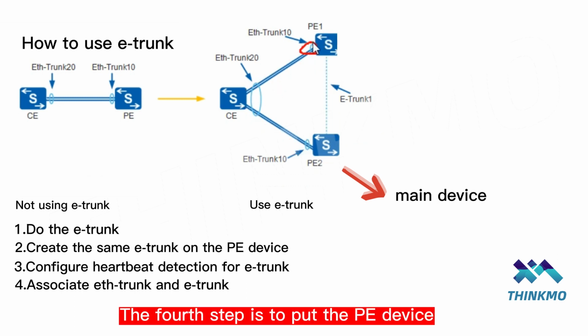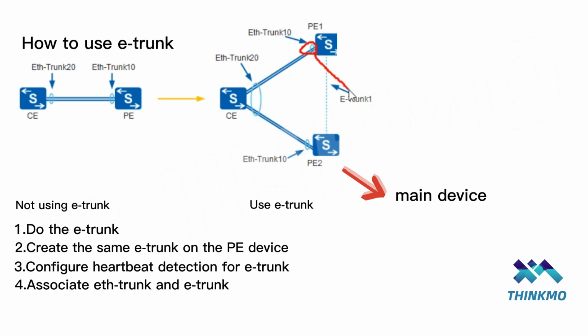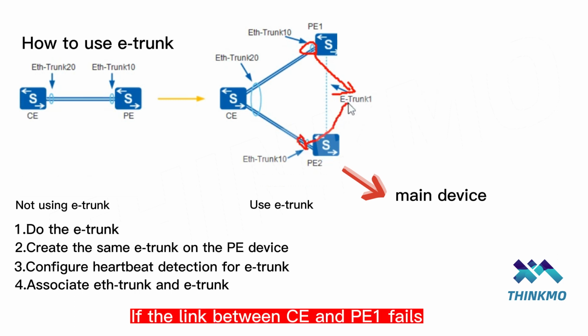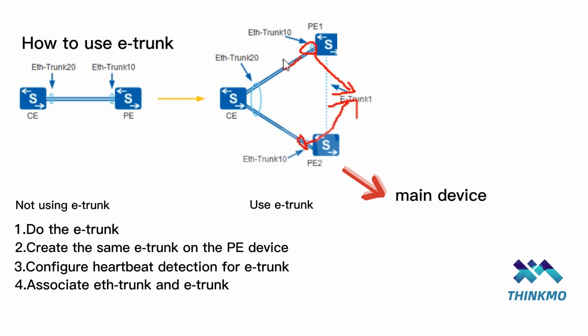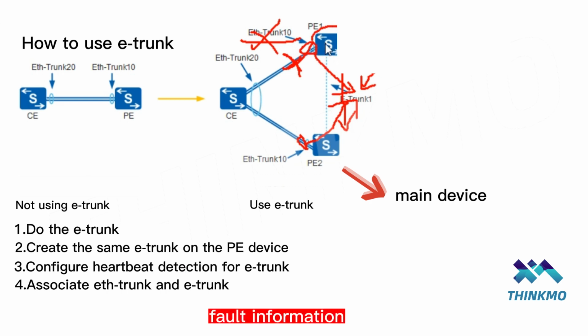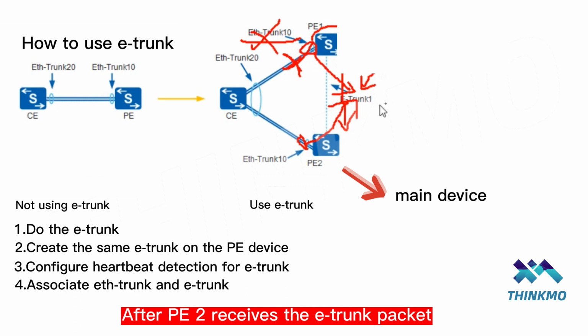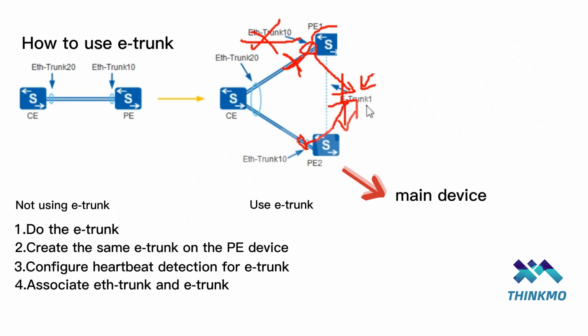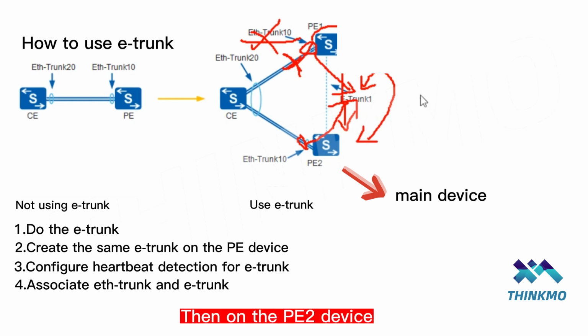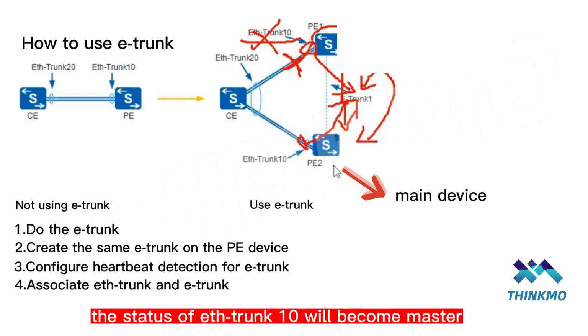The fourth step is to bind the created Eth-trunk on the PE device with the E-trunk. If the link between the CE and PE1 fails, PE1 will send E-trunk packets to the peer end. Eth-trunk 10 of PE1 carries fault information in the packet. After PE2 receives the E-trunk packet, it finds that the peer Eth-trunk 10 is faulty. Then on the PE2 device, the status of Eth-trunk 10 will become master.